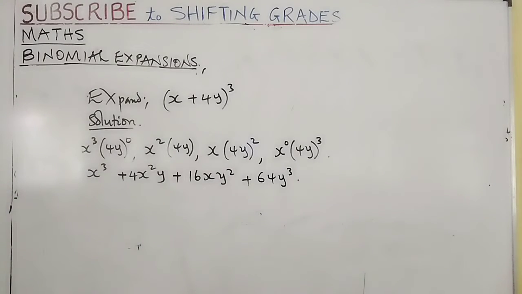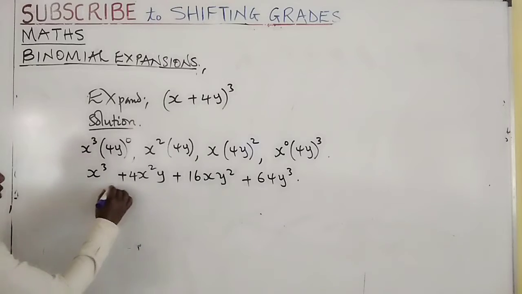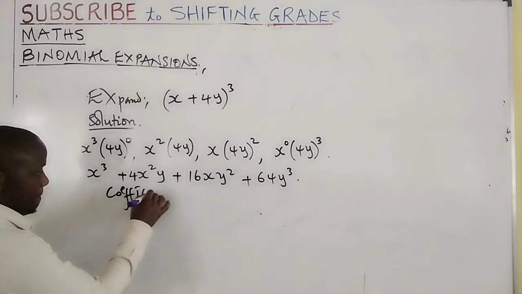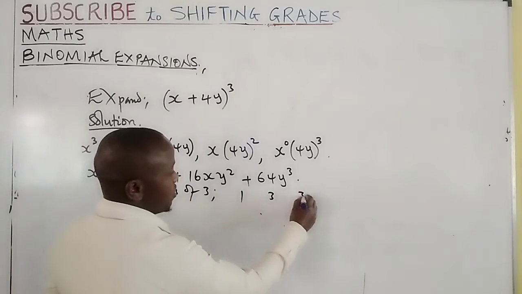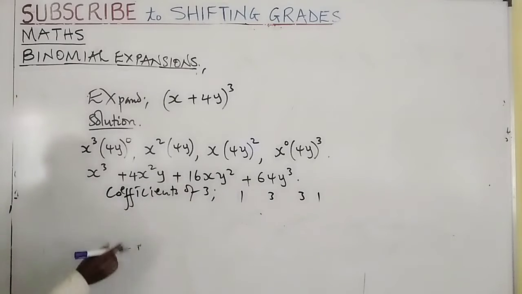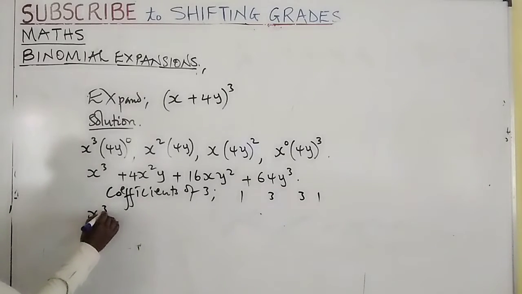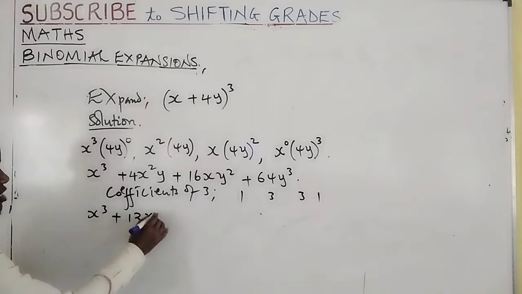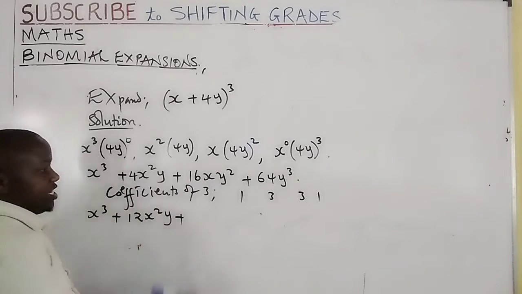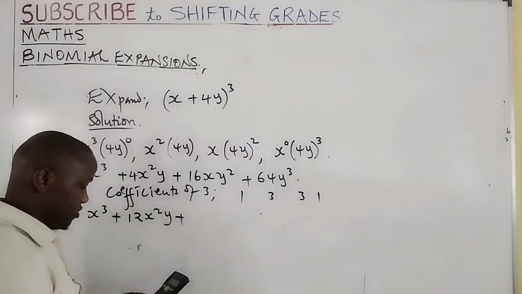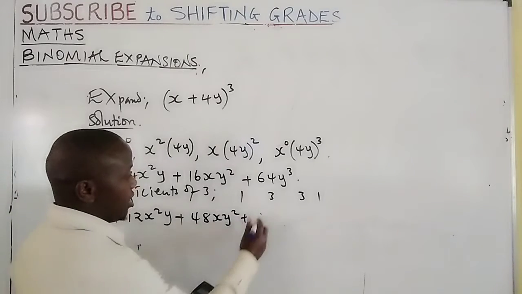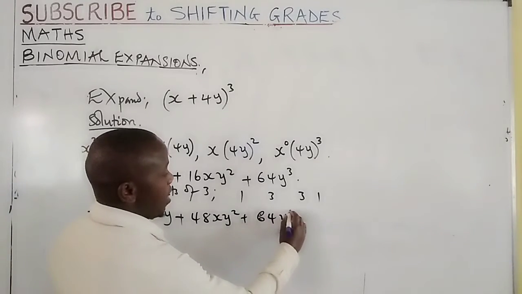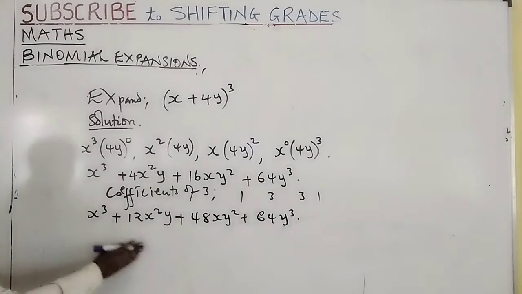So the coefficients of power 3 are 1, 3, 3, 1. So we insert them in the terms. We shall have this one by 1, x to power 3, plus this one by 3 becomes 12x squared y, plus this one, 16 by 3, is 48 x y squared, plus 64 by 1, 64 y cubed. Therefore, this will be the expanded form.